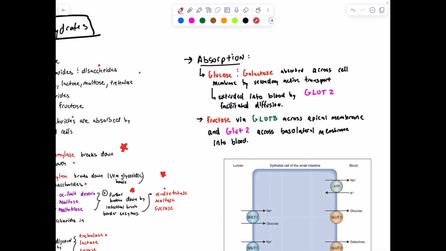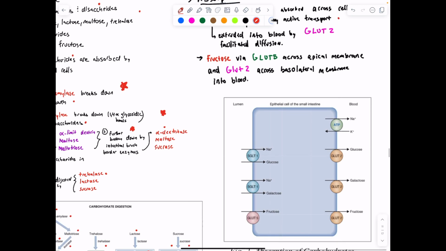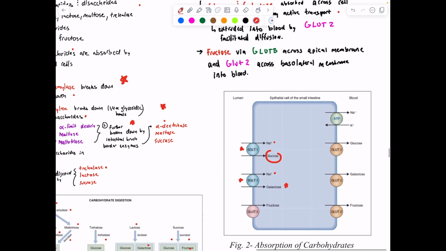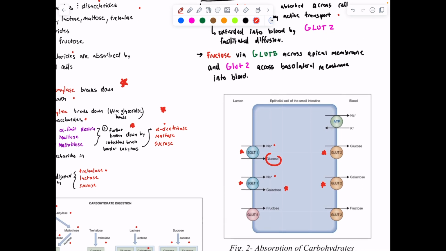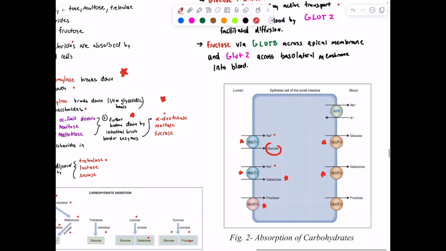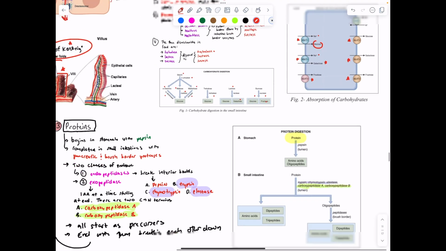So glucose and galactose are absorbed across the cell membrane by secondary active transport, which you can see here. All right, secondary active transport with our friend sodium ions helping, down the sodium ion gradient, glucose and galactose. And then they're exported by the GLUT2 transporter into the blood. All right, fructose crosses via GLUT5 into the epithelial cells of the small intestines, and then leaves via GLUT2 into the blood. Okay, so that is for carbohydrates.